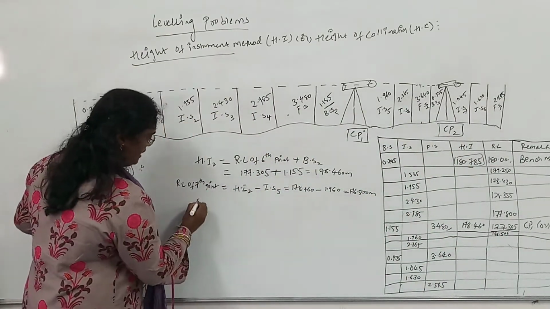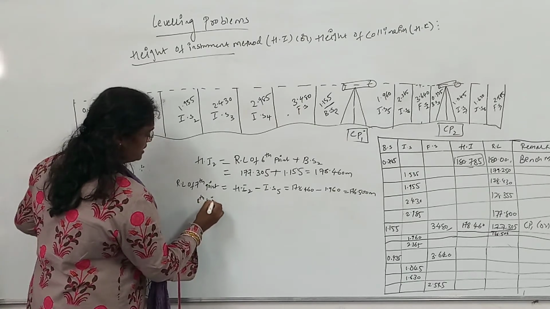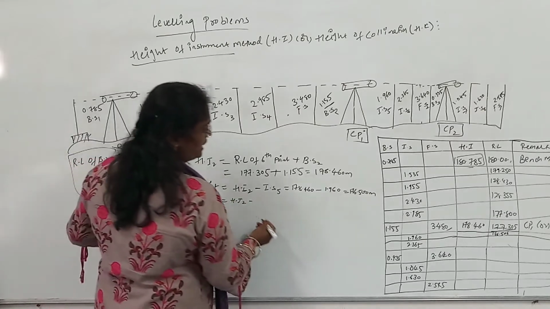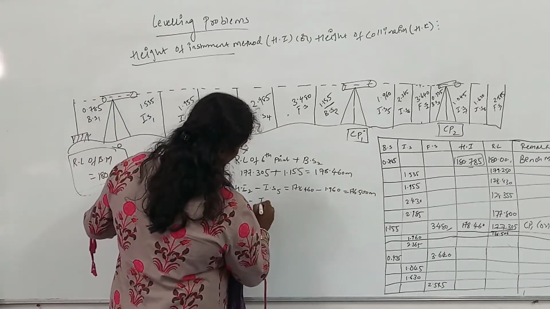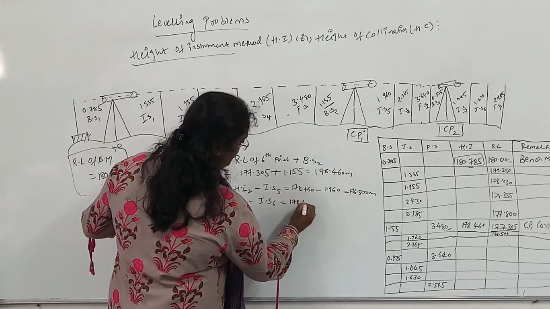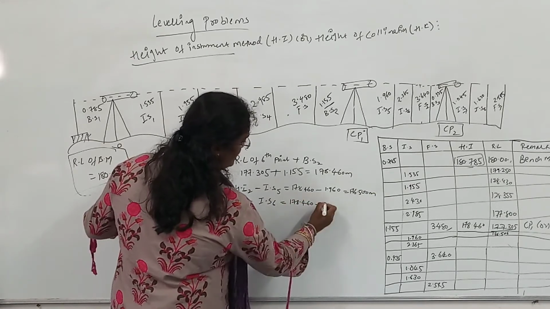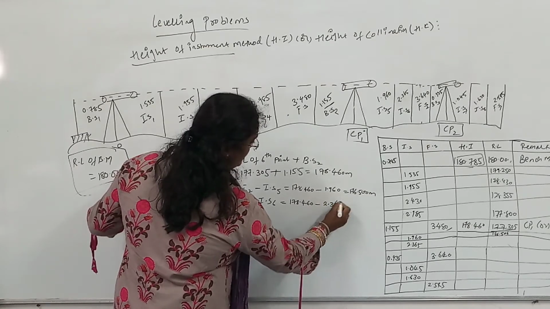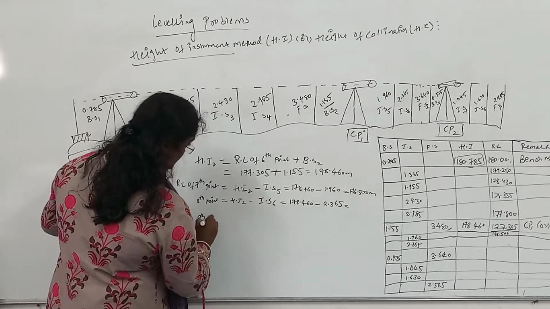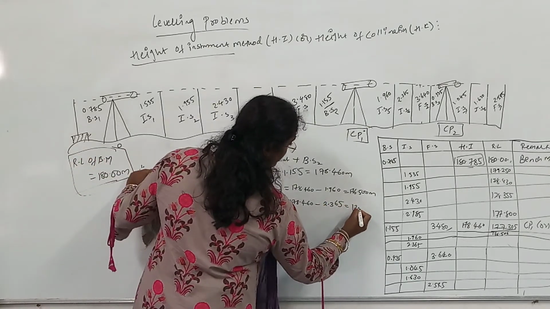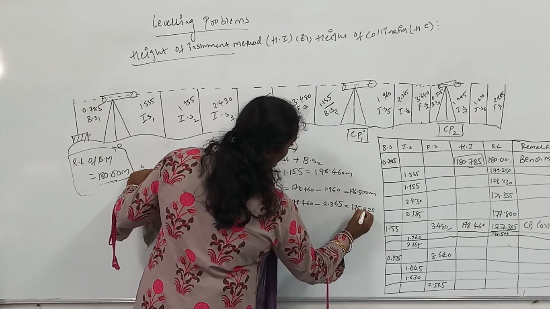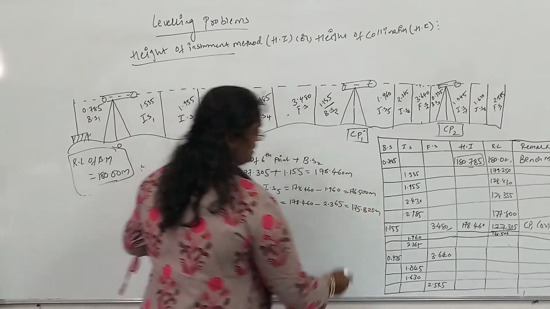Next, RL of the 8th point. RL of the 8th point will be height of instrument 2 minus intermediate sight 6. That is 178.460 minus 2.635. What is the value? 175.825 meters.